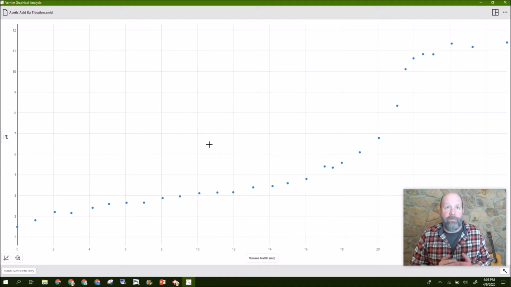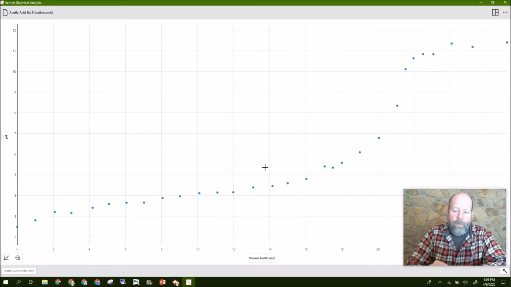And remember, half of that is going to be where the concentration of the conjugate base and the acid are equal to each other. And at that point, I take the log of the conjugate base over the acid, those concentrations. I'm going to find that that's zero, right? The log of that is going to be zero because the log of 1 is 0. So that means that the pH is going to be equal to the pKa. And so I can find pKa, and therefore I can find Ka.